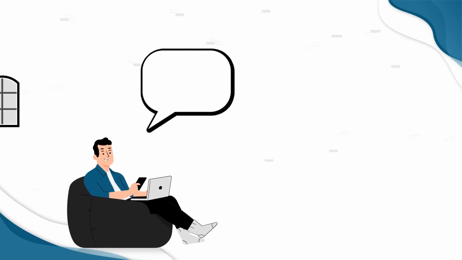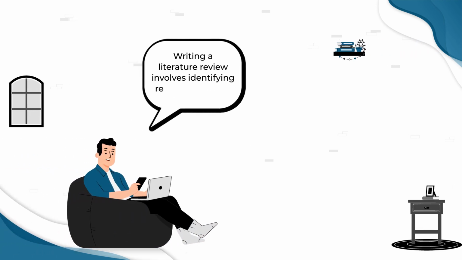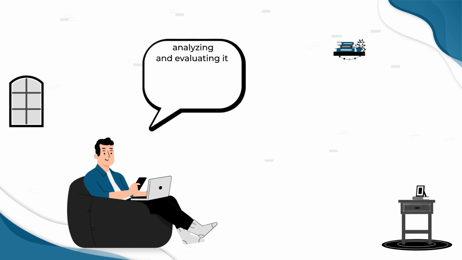In conclusion, writing a literature review involves identifying relevant literature, analyzing and evaluating it, organizing and structuring it, and finally writing the review. With the help of the 5 examples we discussed, you can now start writing your own literature review with confidence.